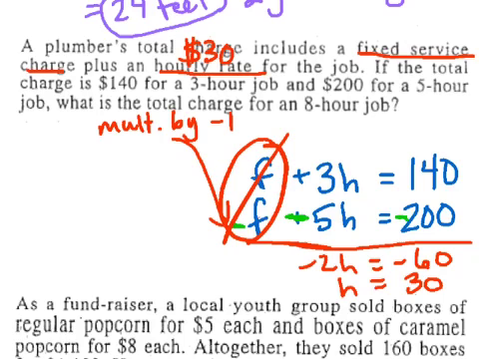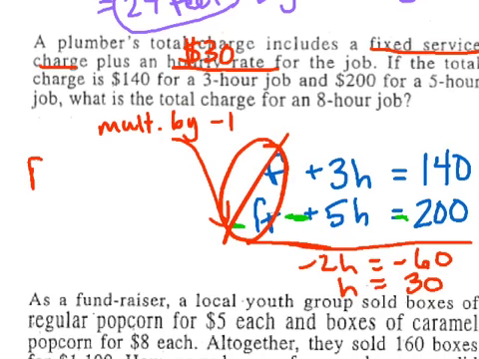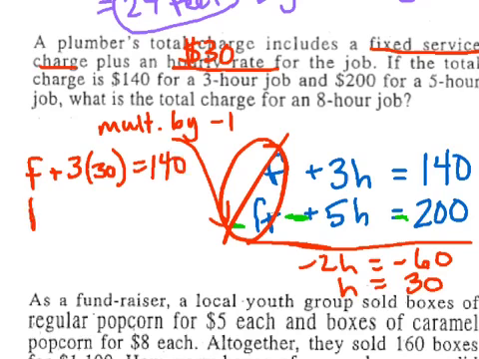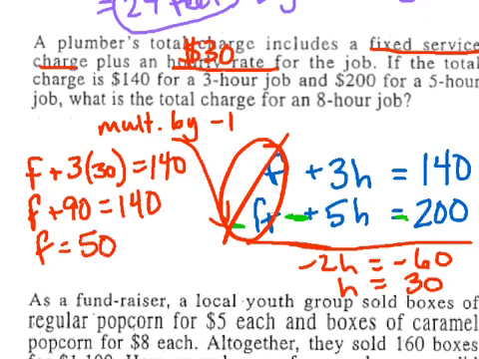And then if we want to figure out what the fixed service charge is, we're going to plug that back into one of the equations. So F plus 3 times 30 equals 140. F plus 90 equals 140. F is going to then equal 50. So the fixed service charge is $50.